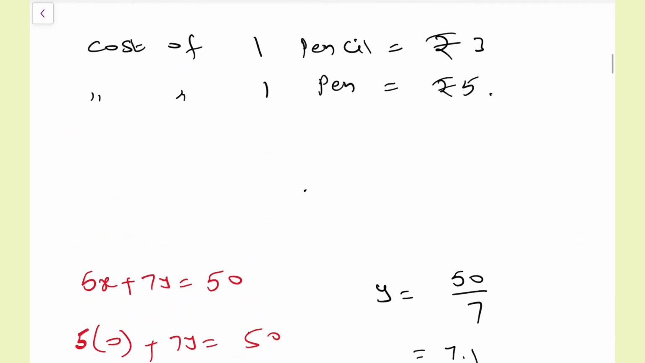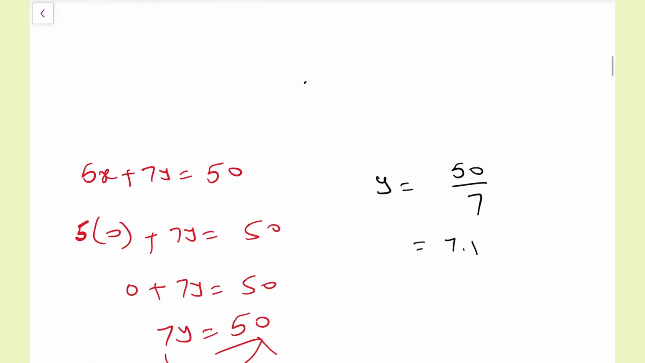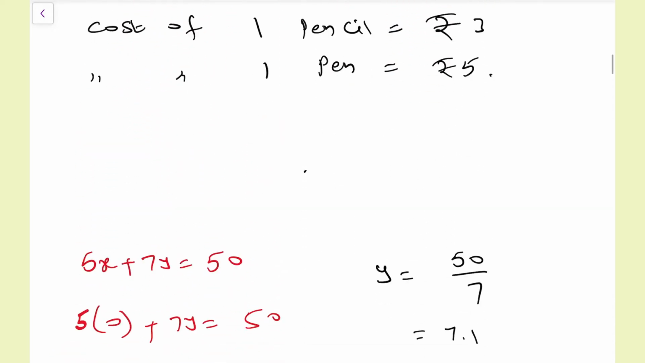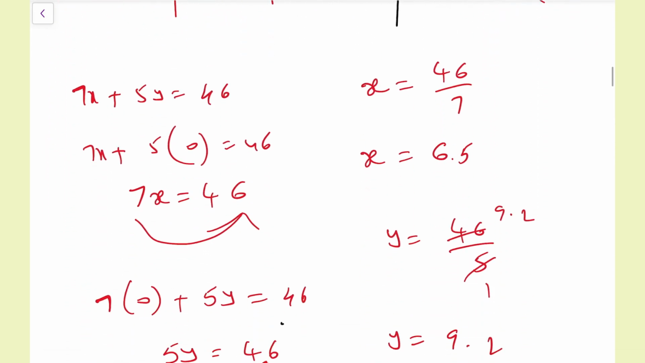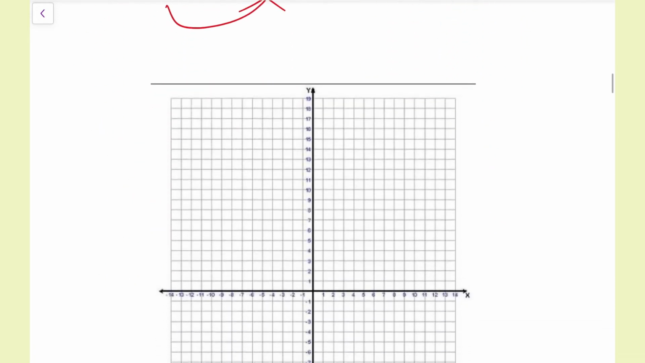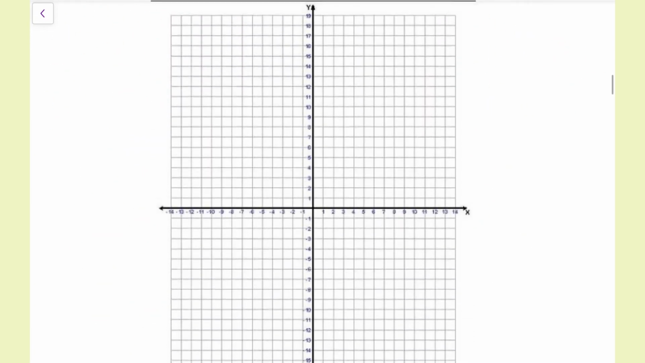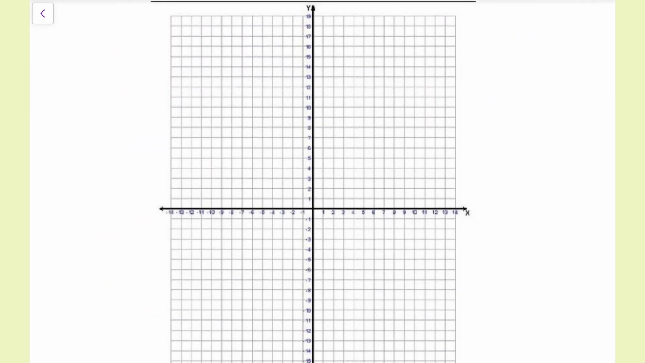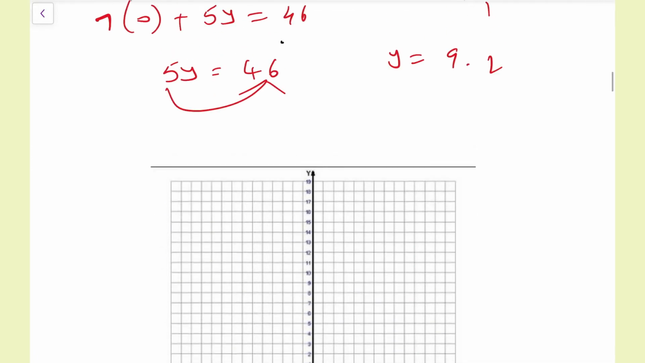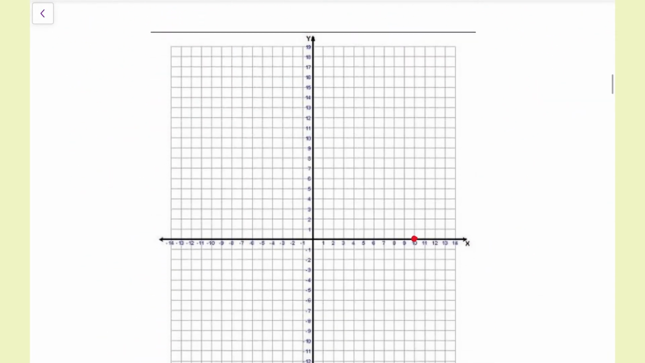Oh no, x and y values we already got, right? Sorry. So now these are the points for the graph. Okay, let us do the graph now. What is the first point we have? 10 comma 0, and this is 10 comma 0. Then next is 0 comma 7.1, 0 comma 7, just after 7, that's it.